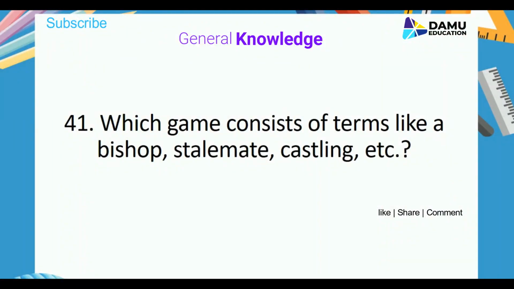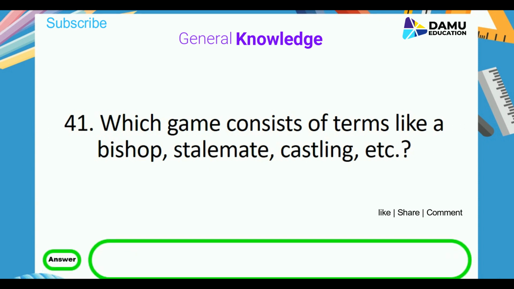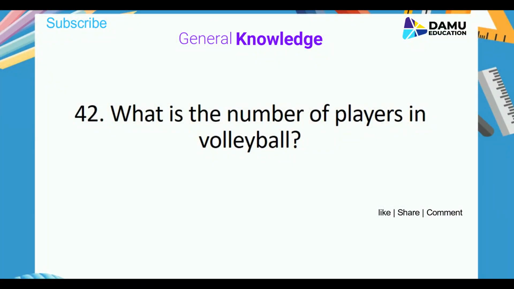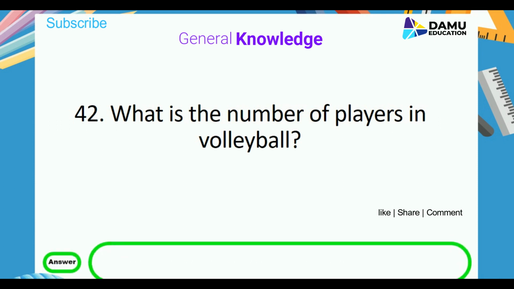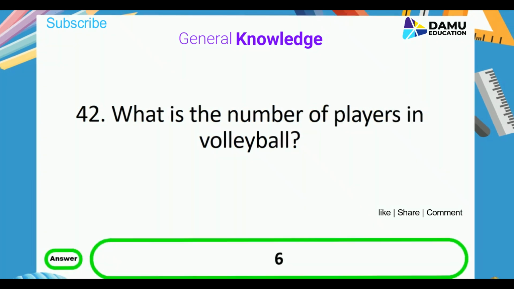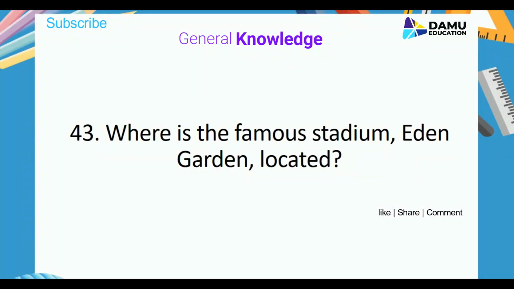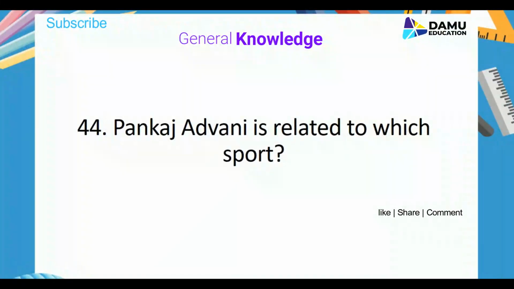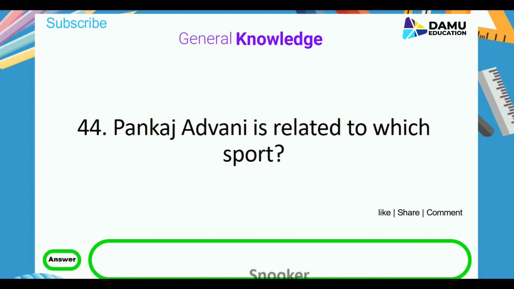Which game consists of terms like bishop, stalemate, castling, etc.? Answer is chess. What is the number of players in volleyball? Answer is 6. Where is the famous stadium Eden Gardens located? Answer is Kolkata, West Bengal. Pankaj Advani is related to which sport? Answer is snooker.